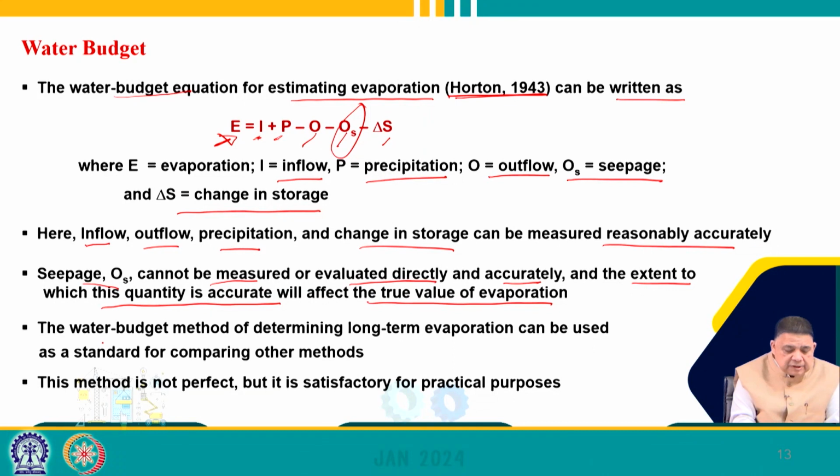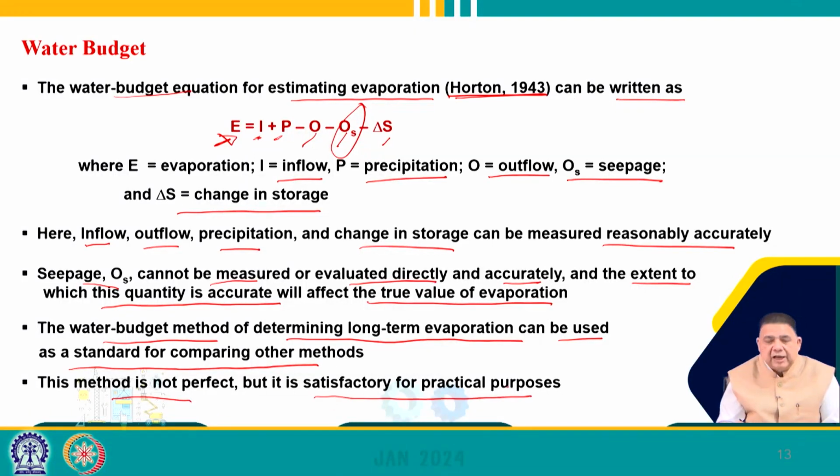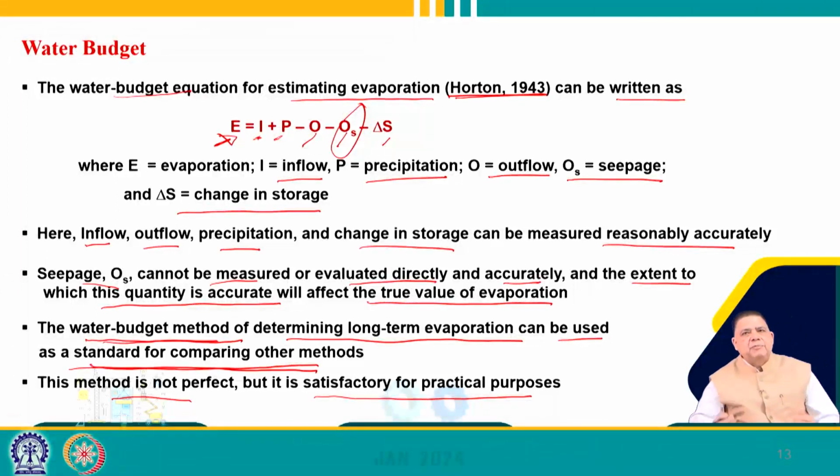This water budget method of determining long time evaporation can be used as a standard for comparing other methods, because though this method is not perfect, it gives satisfactory values for practical purposes, because this equation gives a practically useful value of pan evaporation for long term evaporation. So, that is why many times we may use this water budget method as a standard for comparing evaporation that has been found by using other methods. We saw that we have different other methods of determining evaporation. So, the water budget method we can use as a reference point for determining evaporation.